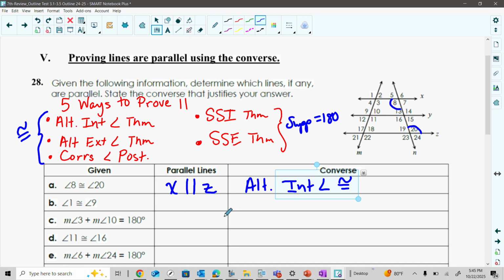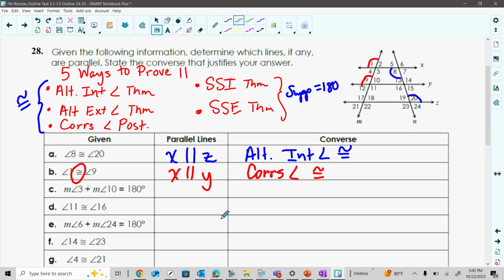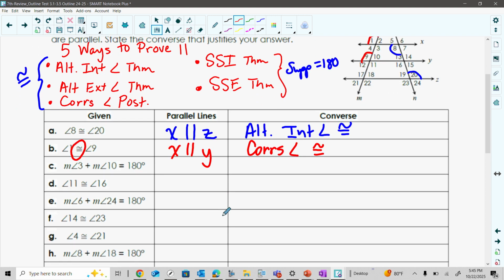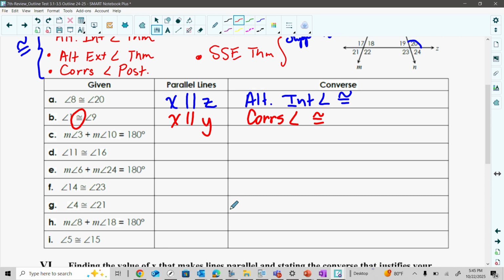Well, here I'm looking at angle 1 and angle 9. Those are corresponding, and they're showing they're congruent with that symbol right there. Because I see corresponding angles congruent using this transversal, which lines have to be parallel? This would be X is parallel to Y. So this is what we're doing. This was in our notes and part of some of our practice that we did.